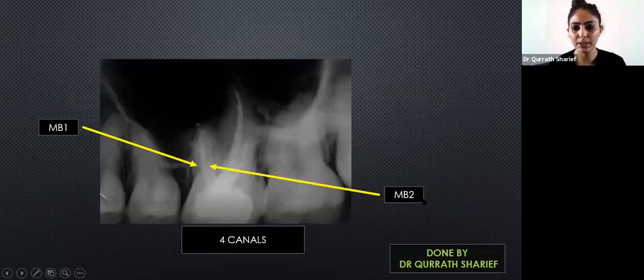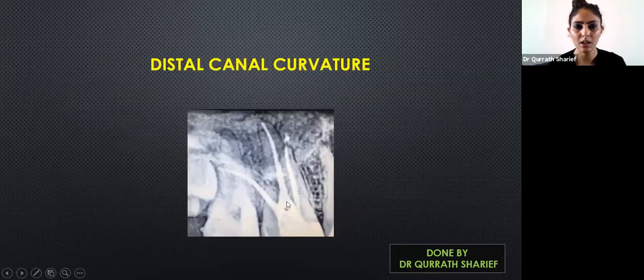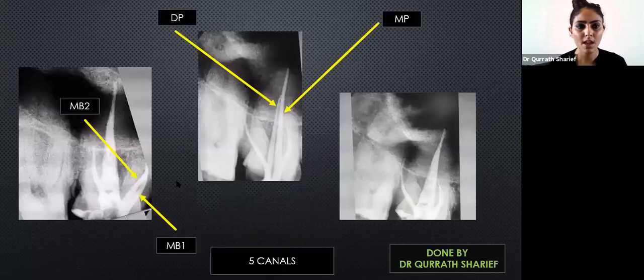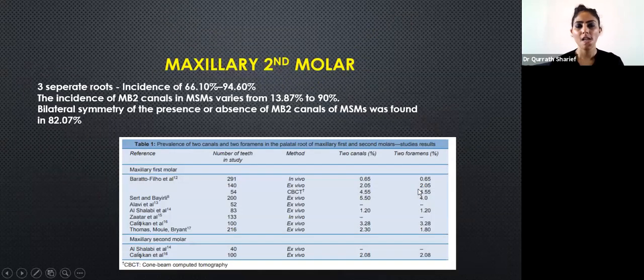Again, MB1, MB2. Now, this is the distal curvature which is seen in the distobuccal, gradual distal curvature. These are the 5 canals. You have the MB1, MB2, then you have palatal 1 and palatal 2. So that's about the maxillary first molar.